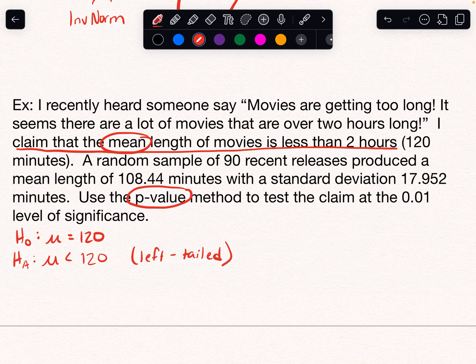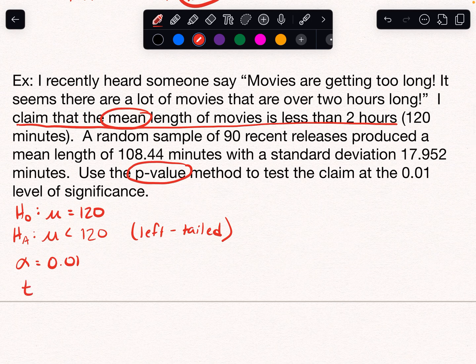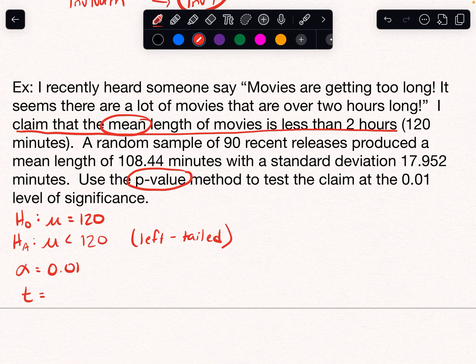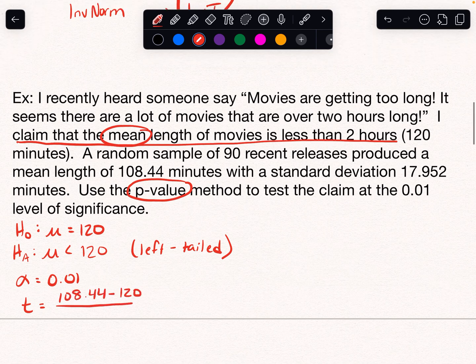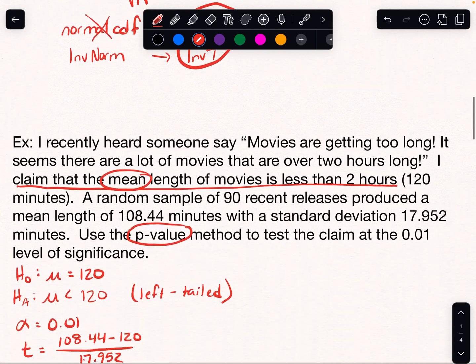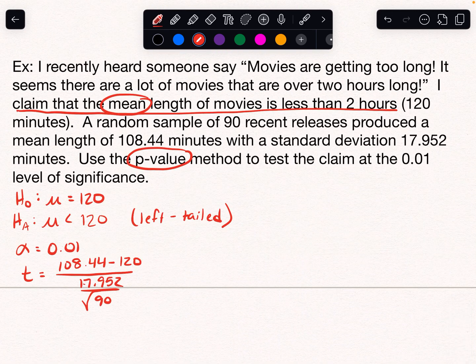Okay. We also know our significance level is 0.01. And we need to calculate our test statistic of t. So using our formula, we have t equals the sample mean. So the sample mean of 108.44 minus our population mean of 120 divided by standard deviation 17.952 over sample size of 90. And that should be a square root symbol around the 90 part. All right. So here we go.